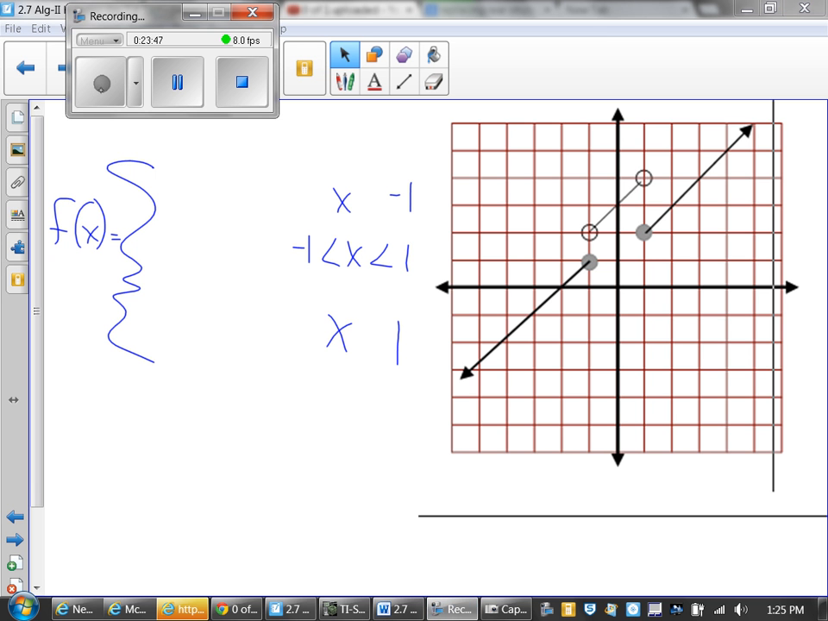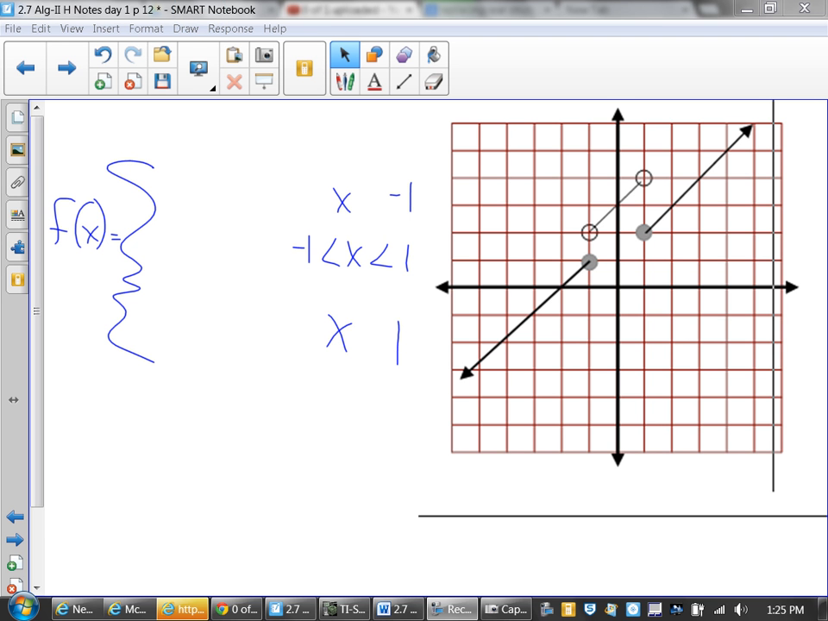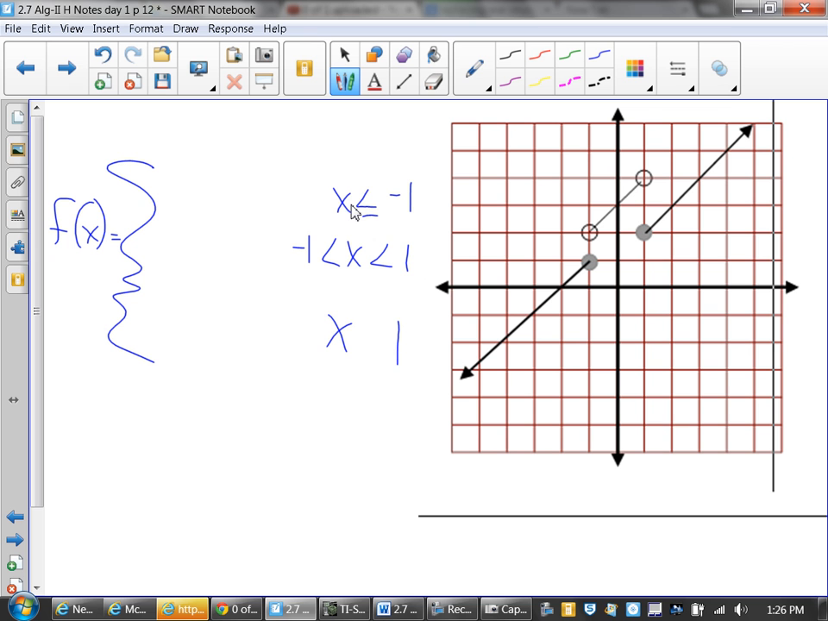I want to bring up one other definition real fast before we get out of here. In this case here, the first graph that we have is a less than or equal to -1. I'm assuming you guys got that okay. The last one was a greater than or equal to because of the solid dots. The first graph has a slope of 1. What is its y-intercept? 2. So it'll be x plus 2 when x is less than or equal to -1.